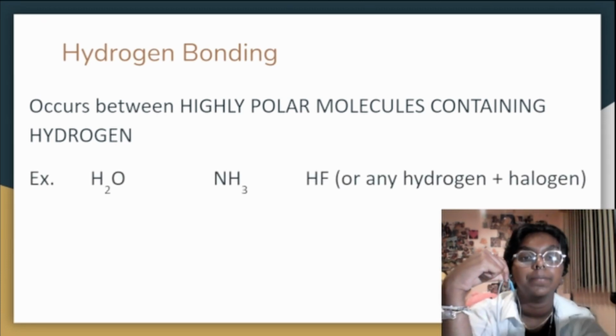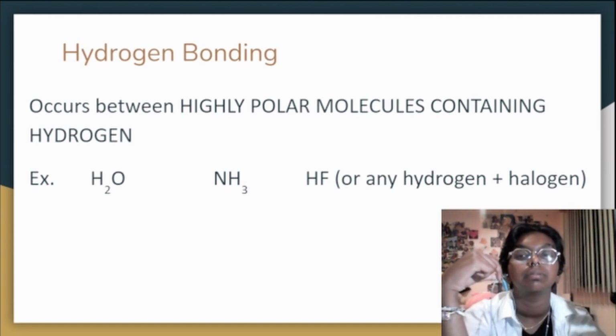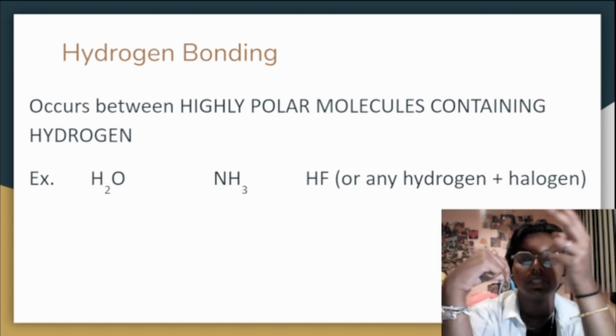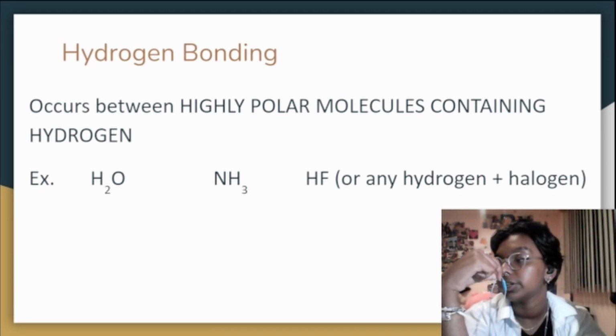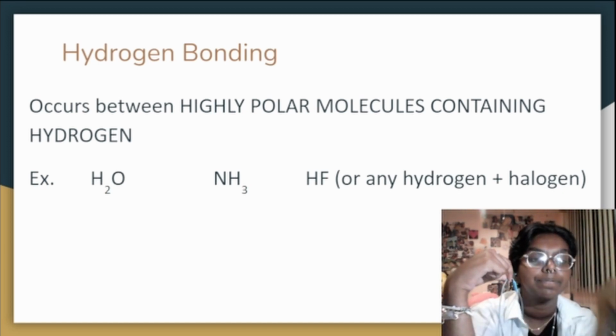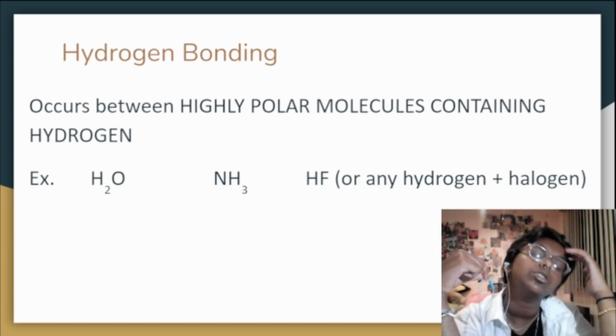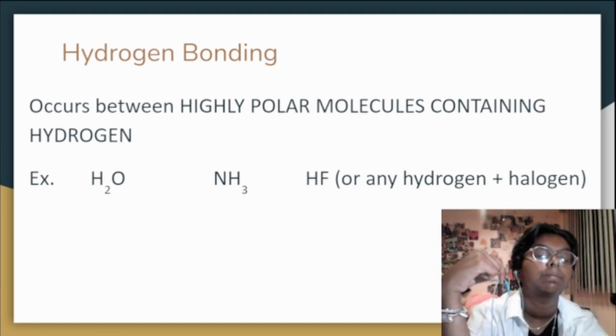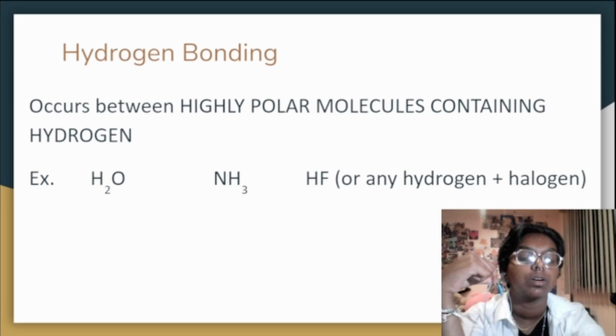So it's going to happen with hydrogen with water, hydrogen with oxygen, hydrogen with fluorine, or hydrogen with nitrogen, right? I guess those are the three. Disregard the part about the halogen. I've never really studied that. So, oxygen, nitrogen, and fluorine.